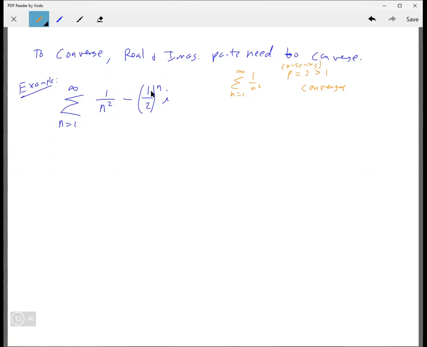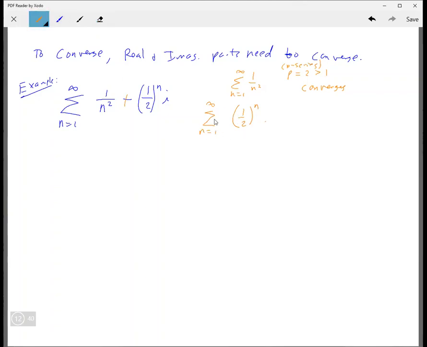Okay, what about this one right here? What about the second part? Without the i. So just this right here. You can ignore the negative sign. In fact, let's just get rid of it. Whether it's plus or minus right here, it doesn't really matter for this series.